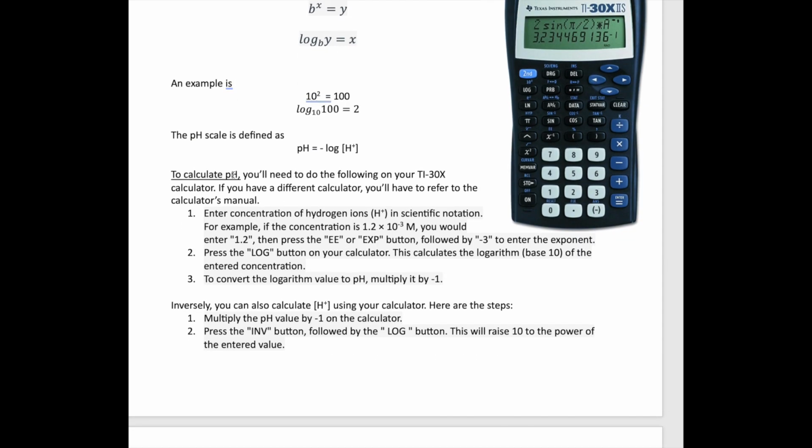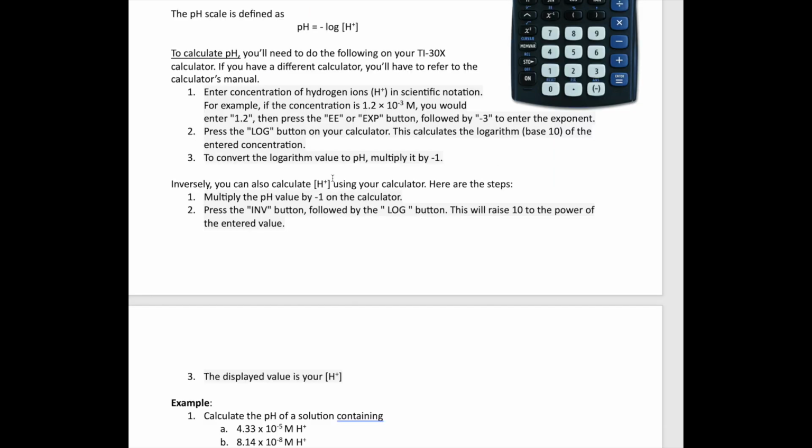Now, as we learned earlier, the pH scale is defined as the negative log of H+. So all you need to do when you're asked to calculate pH is the following. First, enter the value of H+ that you're given. And then afterwards, you're going to press the log button after you enter the correct scientific notation. Now, once you get that, that's just the log of the H+. You're going to need to multiply it by -1 in order to get the pH value.